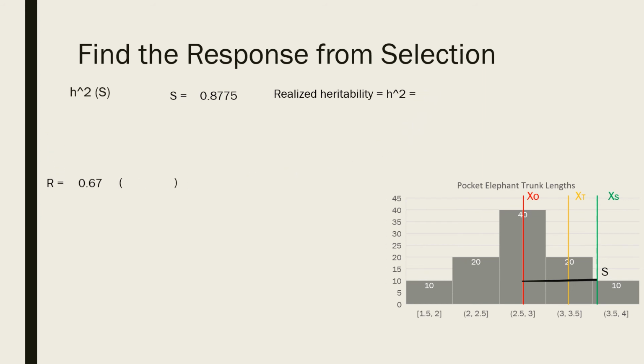We can then find the average trunk length of the offspring x sub 1 by adding the response from selection R and the mean of our original population, x naught. We have 2.68 plus 0.5879, which means our average offspring trunk length comes out to be 3.2679.